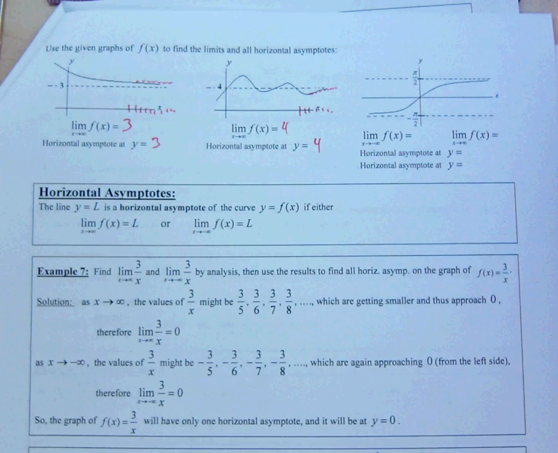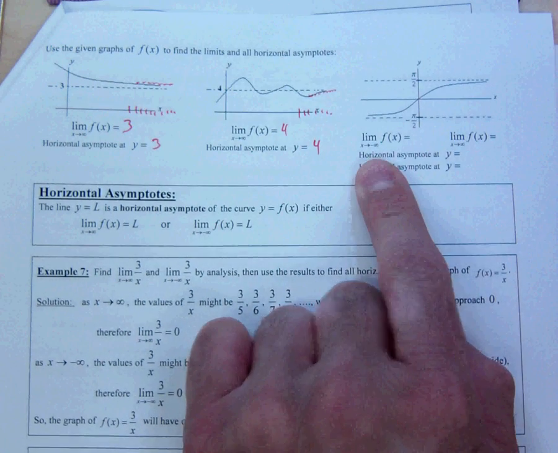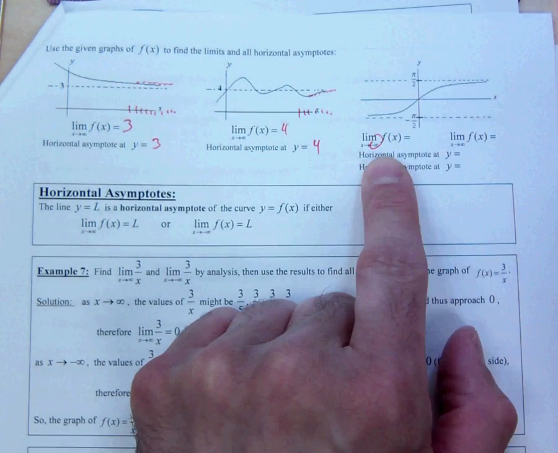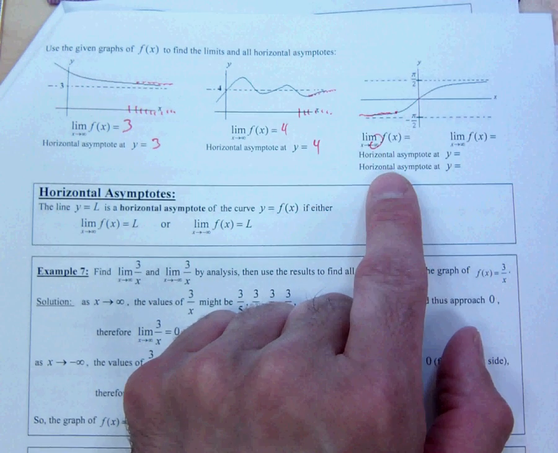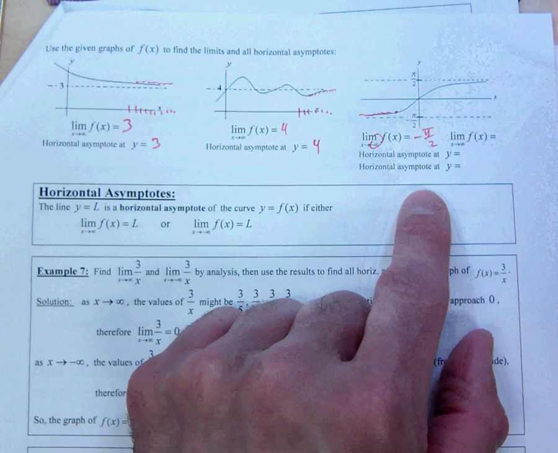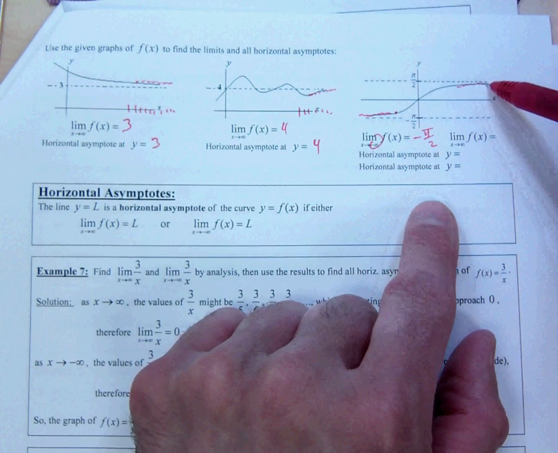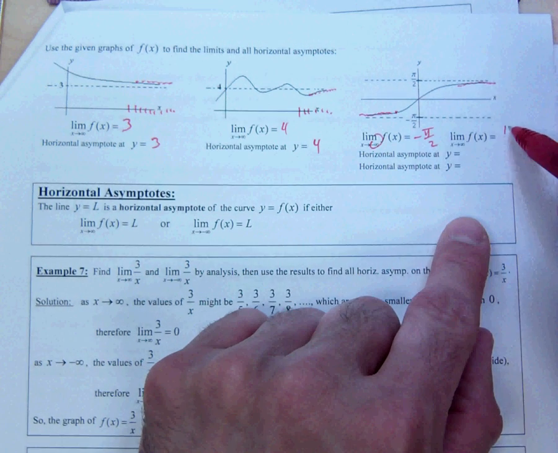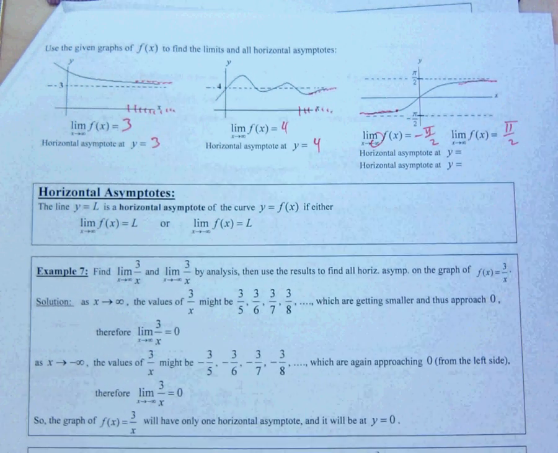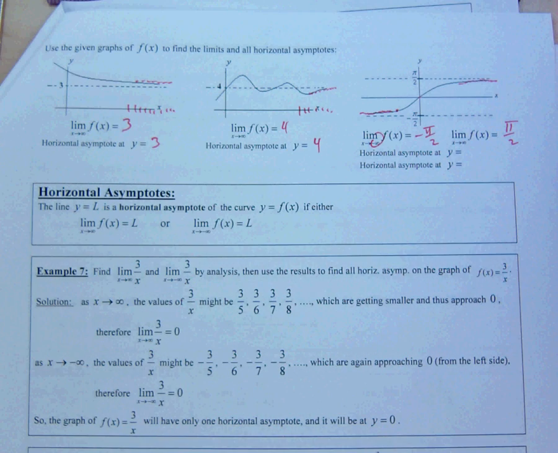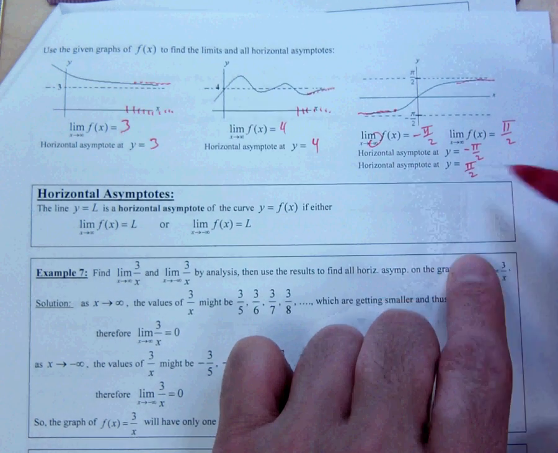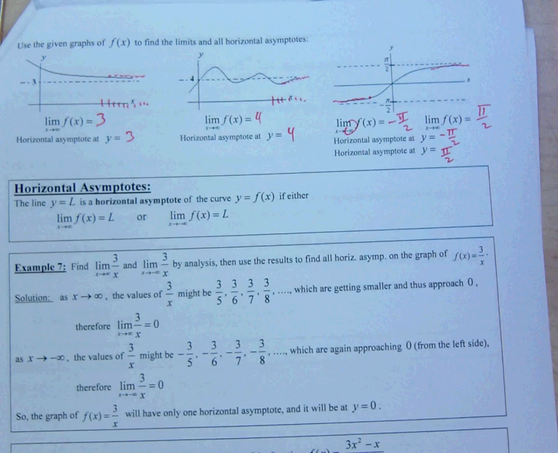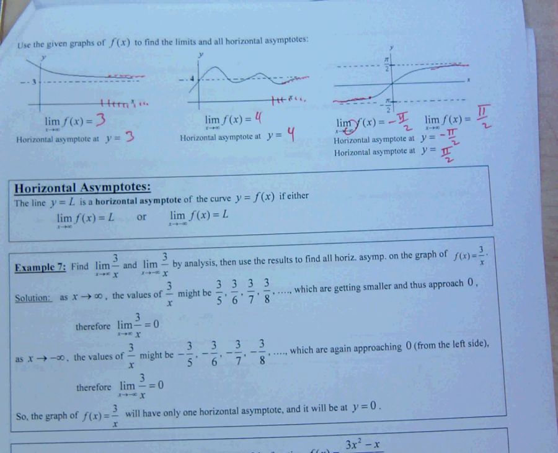Here's another one. But this time I'm asking you first for the limit as x goes to negative infinity. So as x goes to negative infinity, here are the y values. What are they approaching? Negative pi over 2. How about when x approaches positive infinity? Here are those y values. They're approaching positive pi over 2. In this case, how many horizontal asymptotes do I have? 2. One of them is y equals negative pi over 2. The other one is y equals positive pi over 2. So you see the connection with these limits as x goes to positive or negative infinity and horizontal asymptotes.